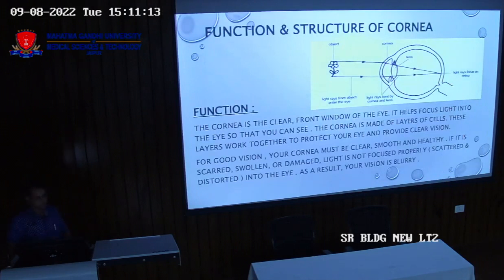Cornea. Function and structures of the cornea you already know. The cornea is the clear front window of the eye. It helps focus light into the eye so that you can see. It is made up of layers of cells. These layers work together to protect your eye and provide clear vision. For good vision, your cornea must be clear, smooth and healthy. If it is scarred, swollen or damaged, light is not focused properly, it will be scattered or distorted into the eye and as a result your vision will become blurred.